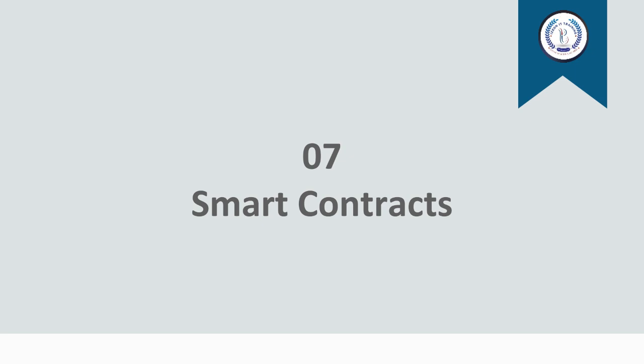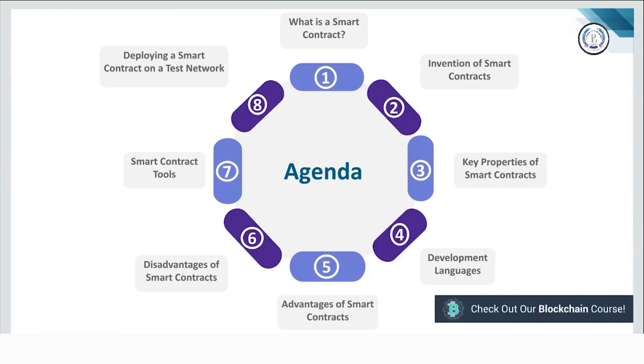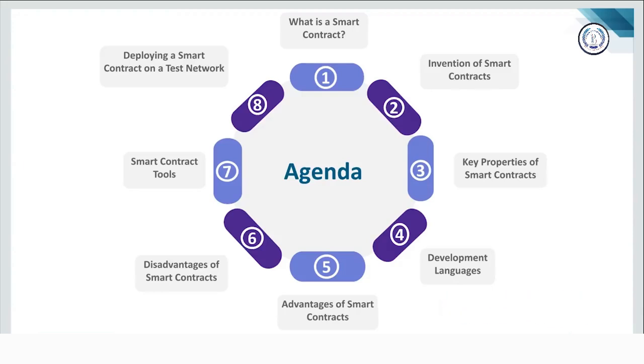Welcome to this session on smart contract tutorials. So we'll be going over the following topics today. We're going to discuss what a smart contract is, we're going to see who invented smart contracts, and we're going to discuss their key properties. We're going to go through the development languages and the advantages and disadvantages of smart contracts. Furthermore, we're going to see some smart contract tools that are really necessary for development, and at the end of this tutorial, I'm going to show you all how to deploy your own smart contract on a test network. So without much ado, let's get into today's session.